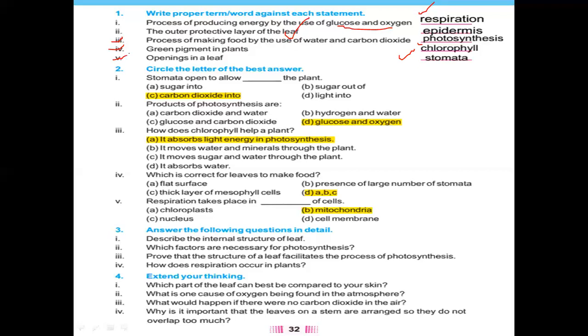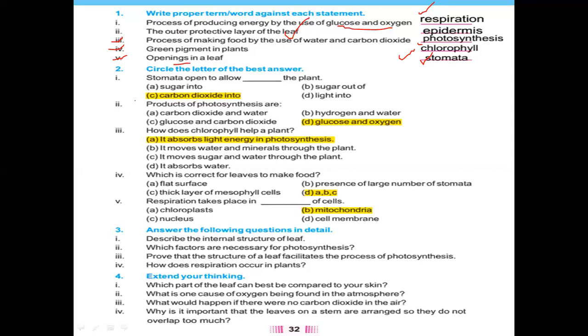Okay, number 5, openings in a leaf. What are they called? Yes, they are called stomata. If you write stoma, stoma is wrong because stoma is singular and stomata is plural. So here it is asked openings. Openings in the leaf are called stomata.